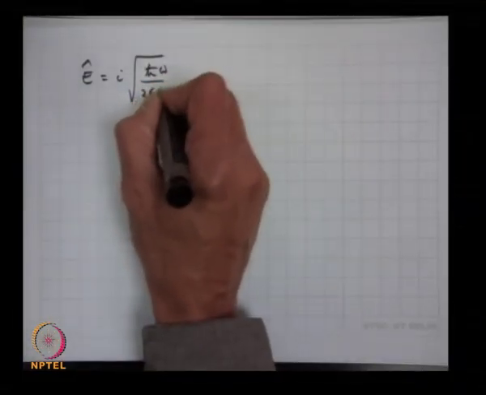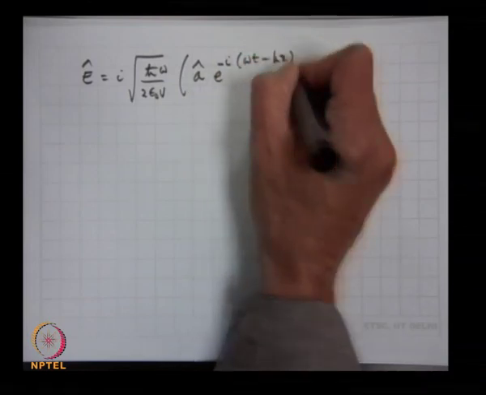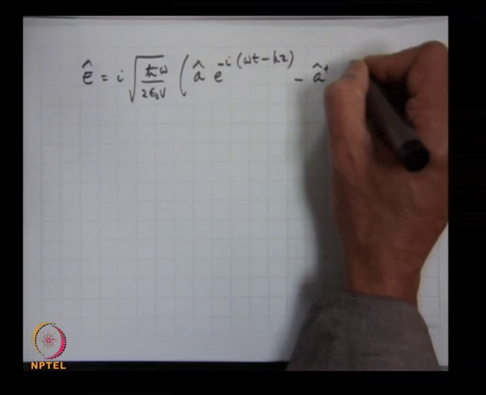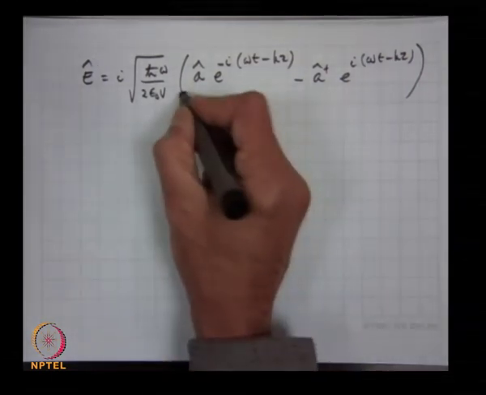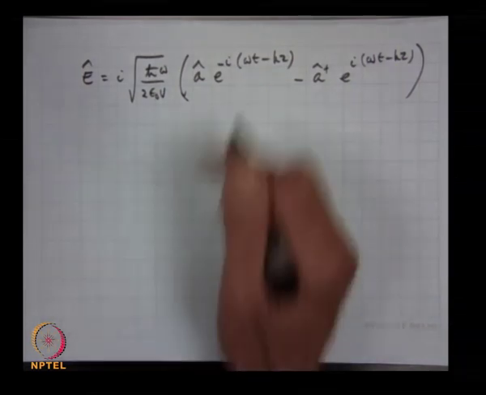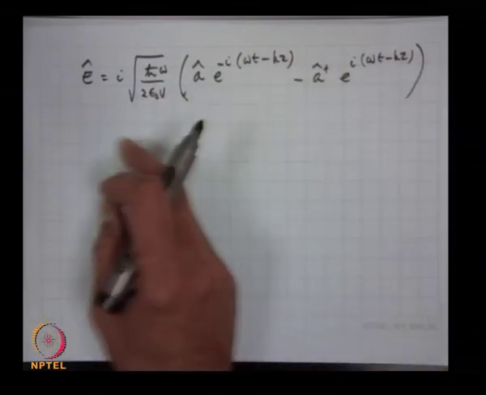Now, to relate this coherent state to a classical electromagnetic field, let us try to calculate what is the expectation value of the electric field in this state. So recall, the electric field operator is given by i times square root of h cross omega by 2 epsilon 0 v into a exponential minus i omega t minus kz minus a dagger exponential i omega t minus kz. We are assuming this mode, the coherent state, to be in a mode which is propagating along the z direction and is linearly polarized. So I'm not writing any vector here. It's a scalar electric field.